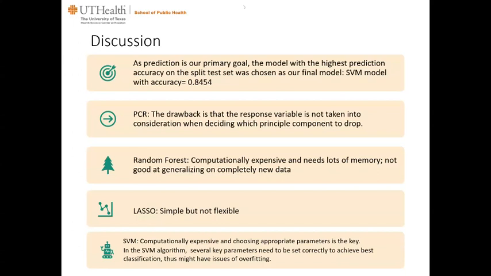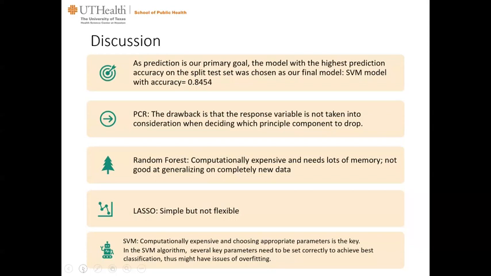Okay. Discussion. Prediction is our primary goal. The model with the highest prediction accuracy on the split test set was chosen as our final model, the SVM model with accuracy 0.8454. The drawback of PCR is that the response variable is not taken into consideration when deciding which principal component to drop. Random forest is computationally expensive and needs lots of memory. It is not good at generalizing on completely new data.